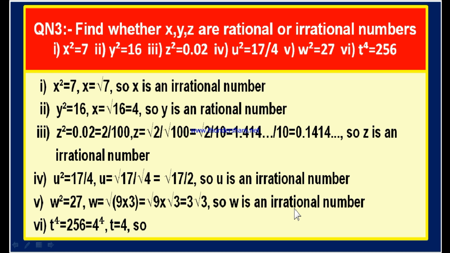Sixth bit, t power 4 is equal to 256. We can write 256 as 4 power 4. This is 16 square. 16 square means it is 4 square whole square, that is 4 power 4. You see, 4 4s are 16, 16 4s are 64, 64 4s are 256. Therefore, you can write 256 as 4 power 4. If you observe, t power 4 is equal to 4 power 4. In this, the exponents are equal, 4 is equal to 4. Therefore, you can equate the bases. That is, t is equal to 4. So, t is a rational number.